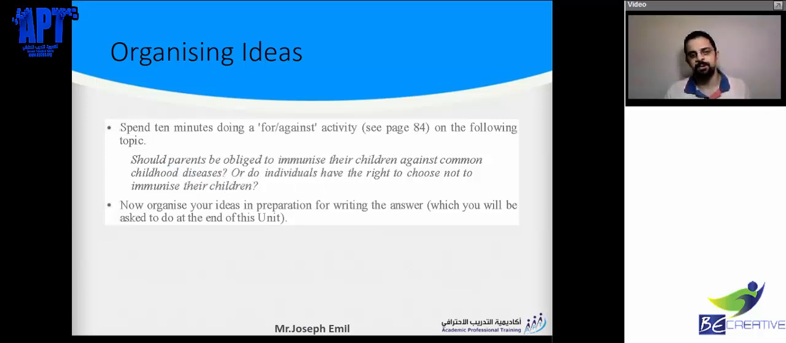Anyway, should parents be obliged to immunize their children? Okay, immunize here means vaccinate. Just going to write that down. Vaccinate. To inject vaccines into their children to help them fight common childhood diseases, like the measles and the chickenpox, not the smallpox. Chickenpox is this simple disease that the children get at a young age. Smallpox is a very deadly disease that we have gotten rid of.